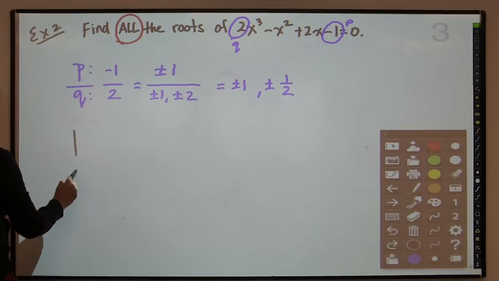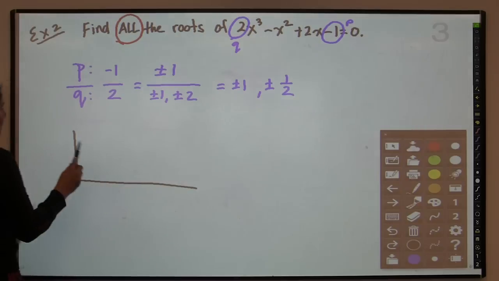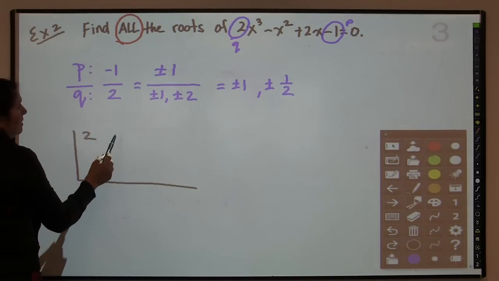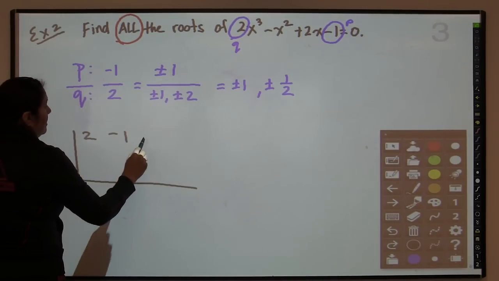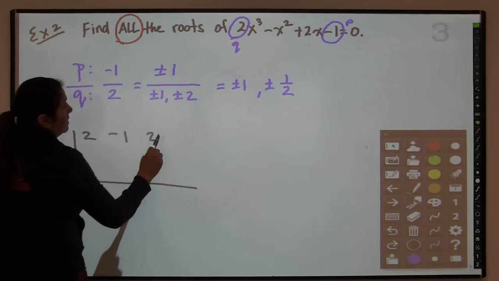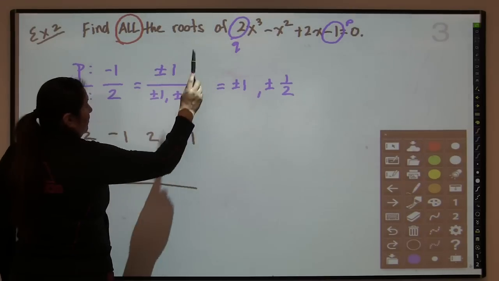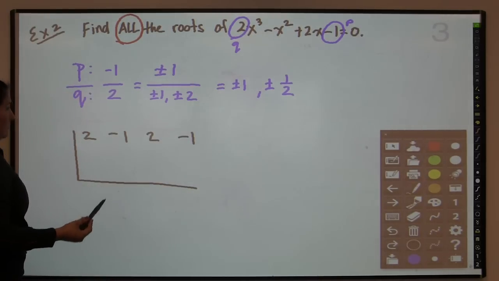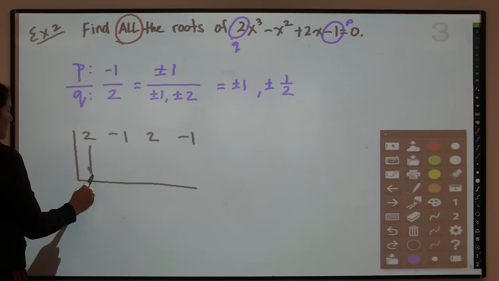That's the question. So we're going to do synthetic division again. And this time we have a 2, a negative 1, a positive 2, and a negative 1. So we've got 3, 2, 1, none. Okay. And this is always going to go like that.